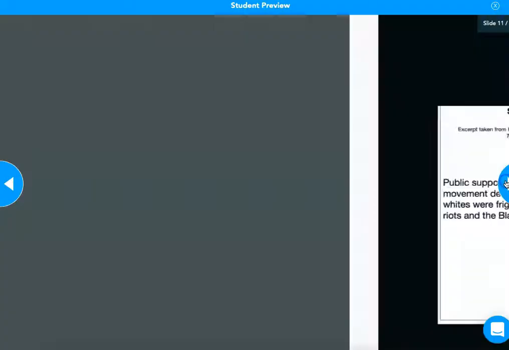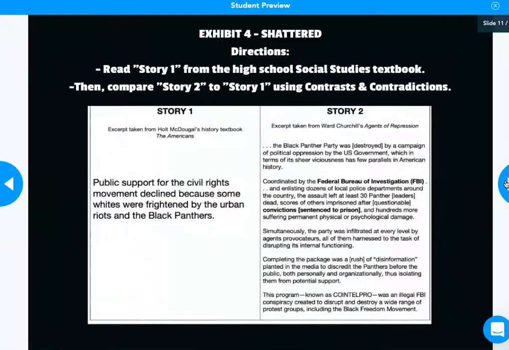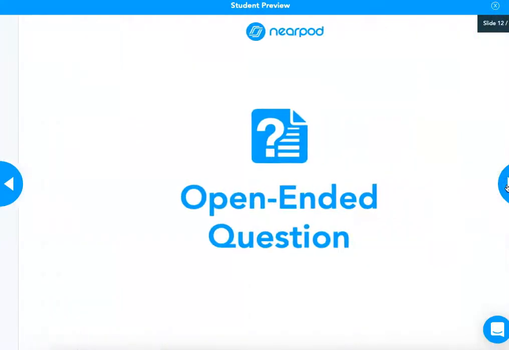Okay, and then here's the last exhibit, Shattered, and here you have, again, a story from a social studies or high school textbook, and here you have an excerpt from Ward Churchill's Agents of Repression.